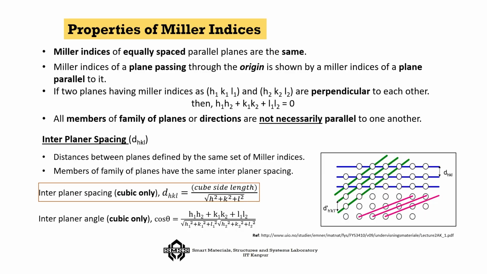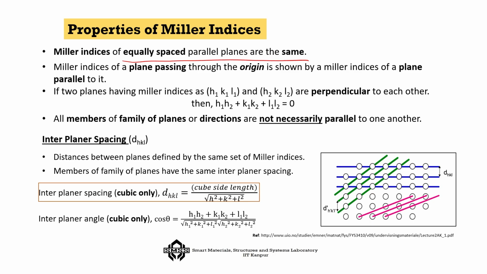Now, the important properties of the Miller index will be important. Miller index of equally spaced parallel planes are the same. I already told you that for equally spaced parallel planes, the Miller indices are going to be the same. You can try also with two parallel planes and see it indeed remains the same.